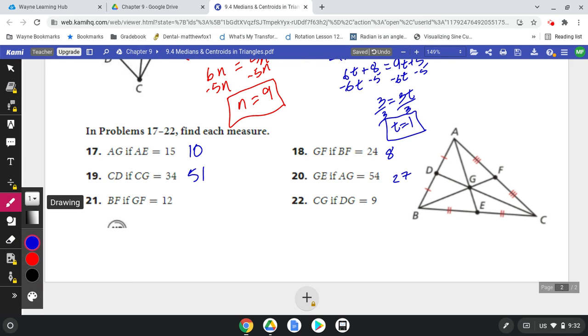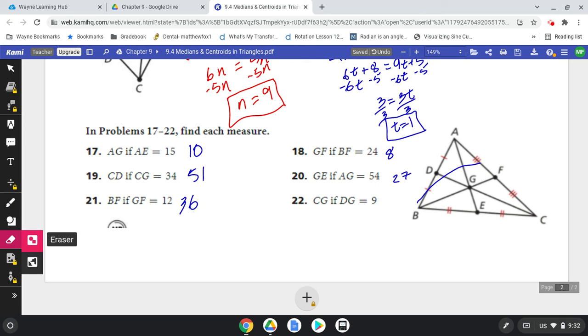All right. BF if GF is 12. So if this is 12, we want to know what the whole distance is. Now GF is 1/3 of the distance, so we can just multiply by 3 and we'll get 36. And then the final one, find CG if DG is 9. So we can multiply by 2 and we will get 18.